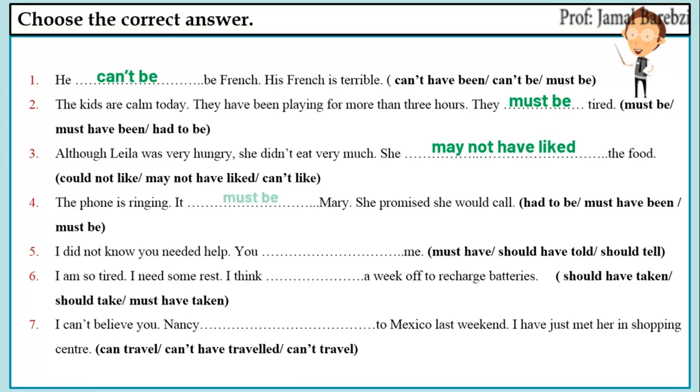Number 4. The phone is ringing. It must be Mary. She promised she would call. Number 5. I did not know you needed help. You should have told me. Number 6. I am so tired. I need some rest. I think I should take a week off to recharge my batteries. Number 7. I can't believe you. Nancy can't have traveled to Mexico last weekend. I have just met her in the shopping center.